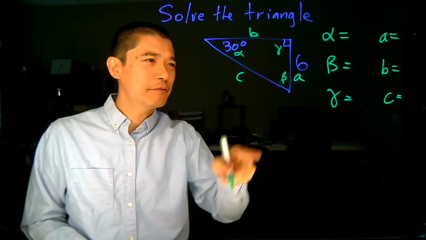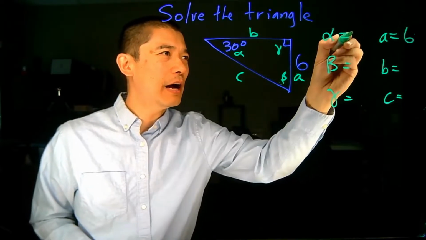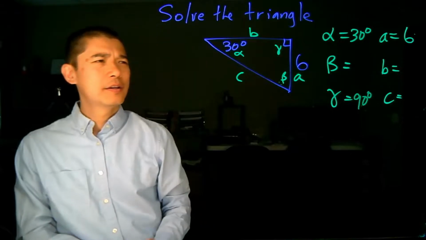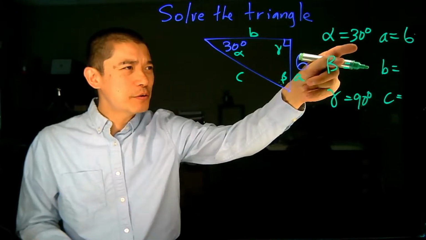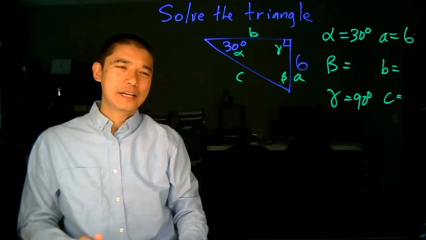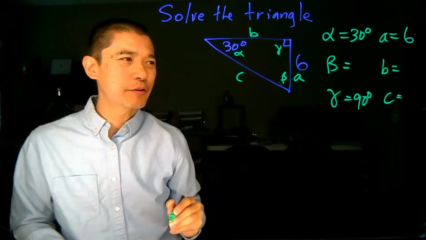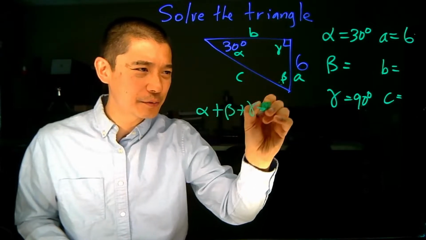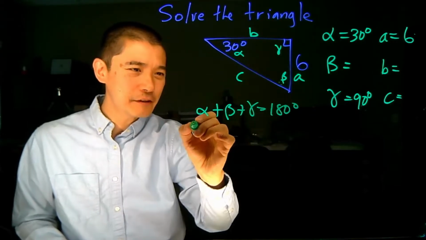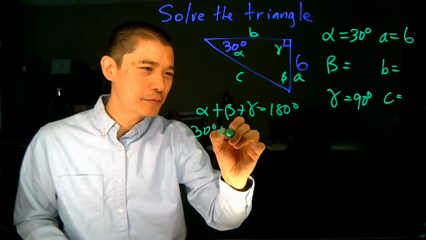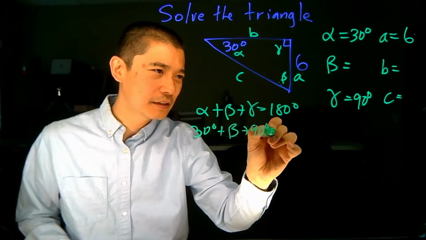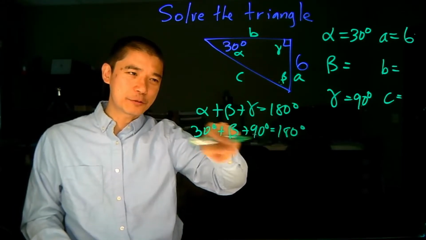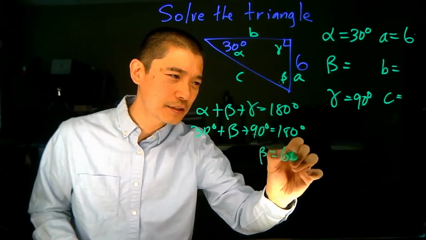So we already know some information. We know A is equal to 6, we know alpha is equal to 30 degrees, and we know gamma is equal to 90 degrees. Since we know two of the angles, the first thing we might want to do is determine the third angle. This comes from the fact that the sum of the angles of a triangle equals 180 degrees. So I'll write it out: alpha plus beta plus gamma equals 180 degrees. We know alpha is 30 degrees and gamma is 90 degrees. We can plug those in, subtract off 90 and 30, and we get beta equal to 60 degrees.